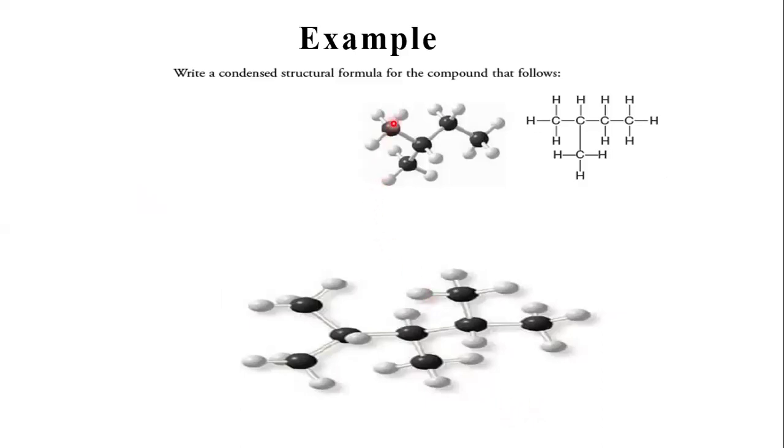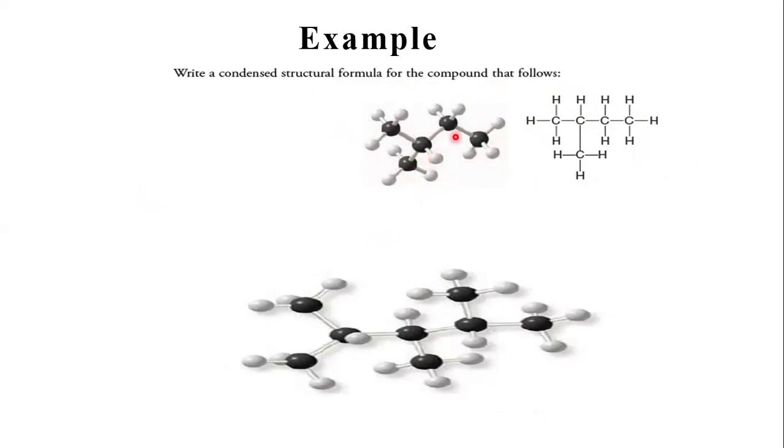Write a condensed structural formula for the compound that follows. So here we can see a ball and stick model. At the same time, we can see the dash formula. So for the first structure, they all mean the same. So that is 2-methylpentane.